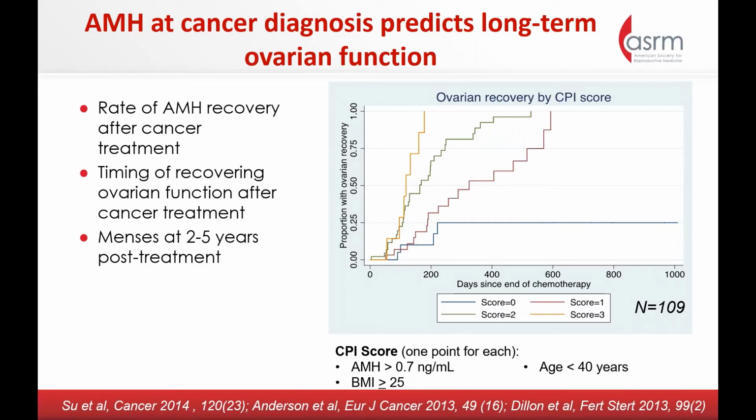as opposed to those who have low scores, where overall, over really 3-4 years of follow-up, you have only a quarter who have recovered ovarian function. So at least in breast cancer survivors, several cohorts suggest that a cut point of 0.5 to 0.7 nanogram per milliliter predicts a likelihood of amenorrhea at 2 to 5 years after diagnosis.